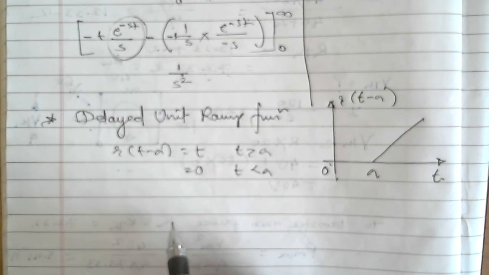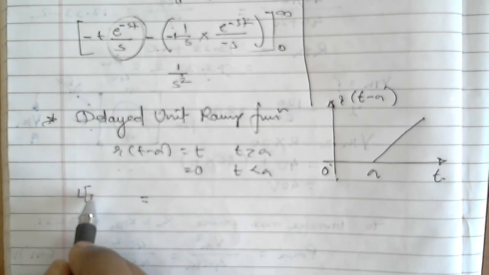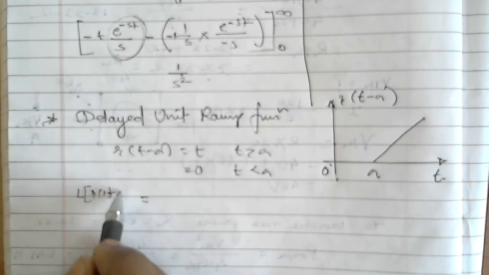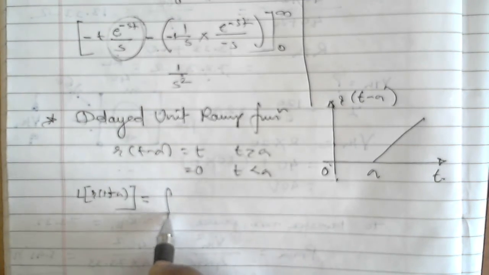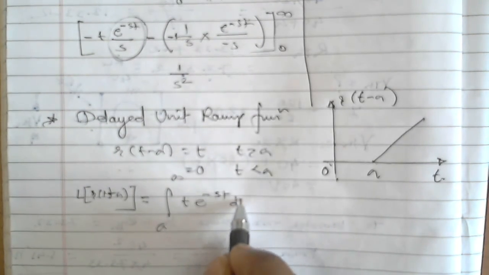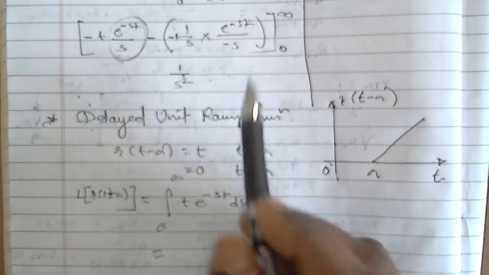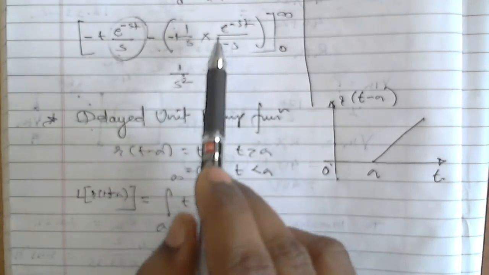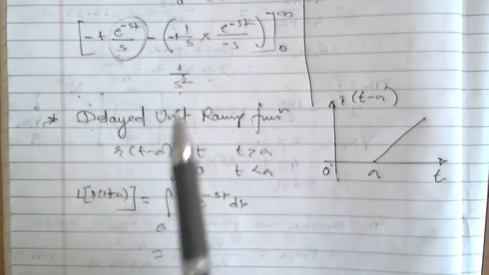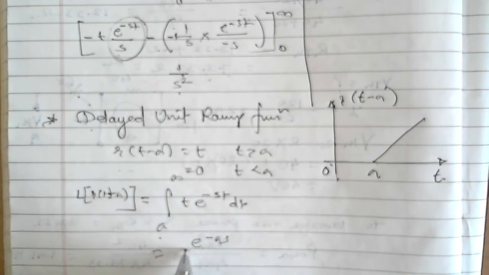Okay, so how to write the Laplace transform? Here you can write like this: L of r of t minus a equals integration now from a to infinity, t e raised to minus st dt. Again you solve on similar lines, but there the lower limit was 0, hence only 1 upon s square was there. Here the lower limit is a, hence you will get a e raised to minus as by s square.